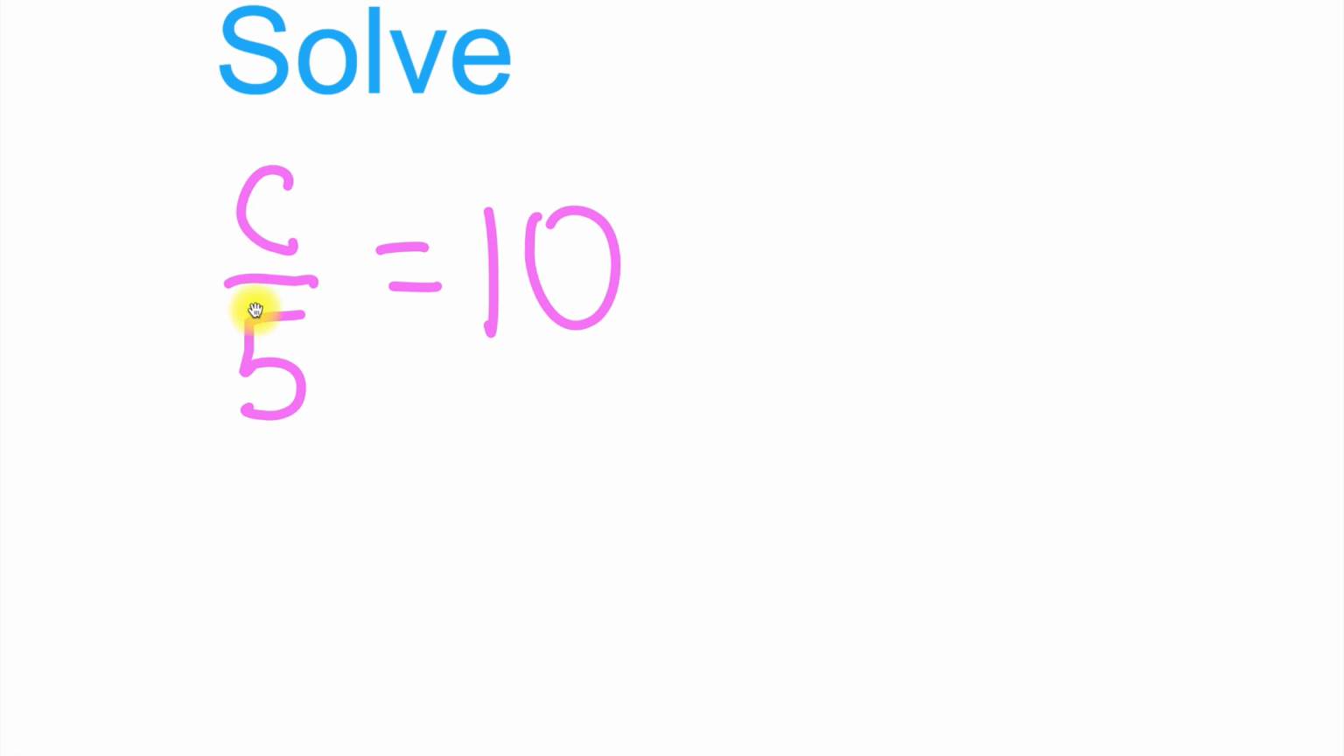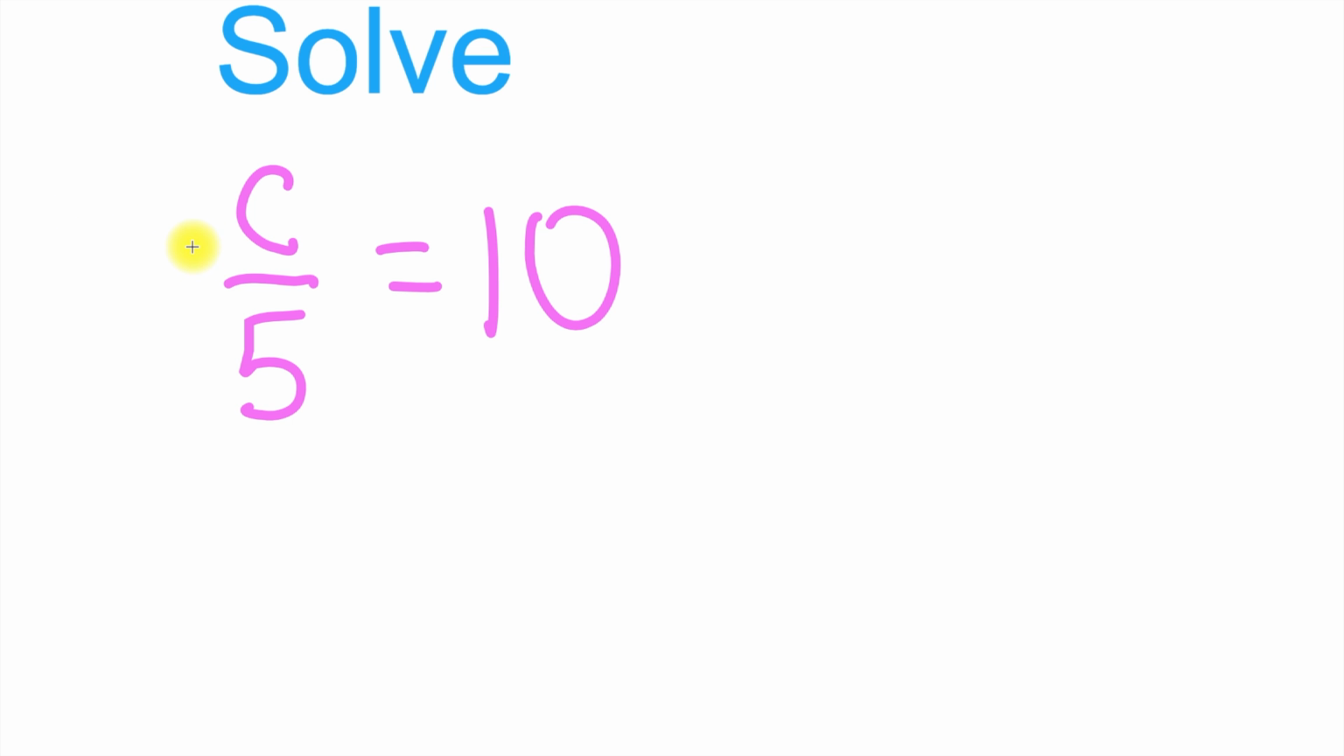So what operation do you see here? Well, this is c over 5, and that represents division. So the opposite of division is multiplication. So the inverse operation is multiplication, and that's what we'll use to solve. Now this is a little bit tricky when you're showing how you cancel, so please bear with me. I promise it's not that bad.